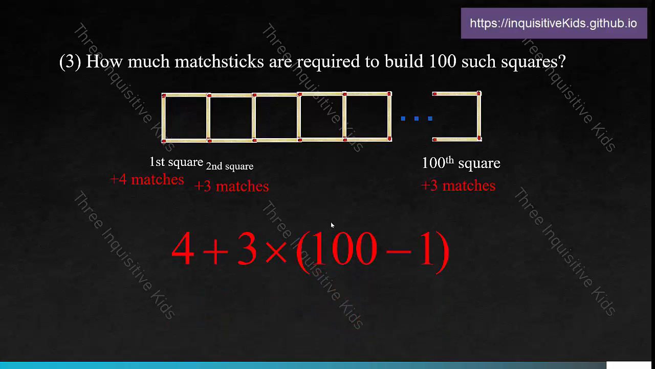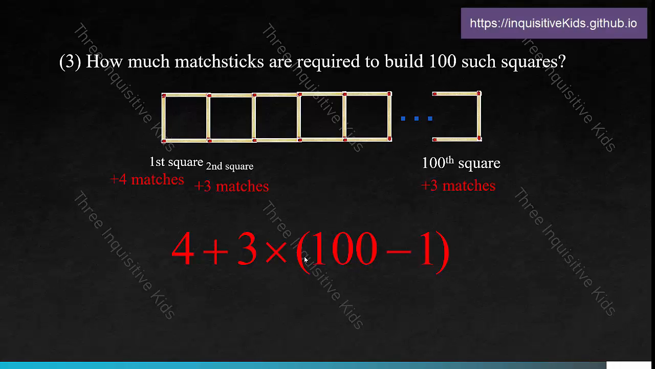And from that, we can conclude the pattern of how to find 100 such squares. First, we add a 4. That's going to be the amount of matches we already have for the first square because it's different from all the other ones. And then we're going to multiply 3 by the number of squares minus 1. So we're going to have 4 plus 3 times, in parentheses, 100 minus 1.